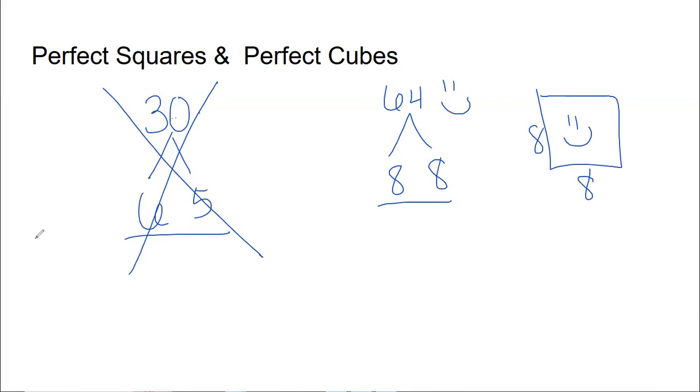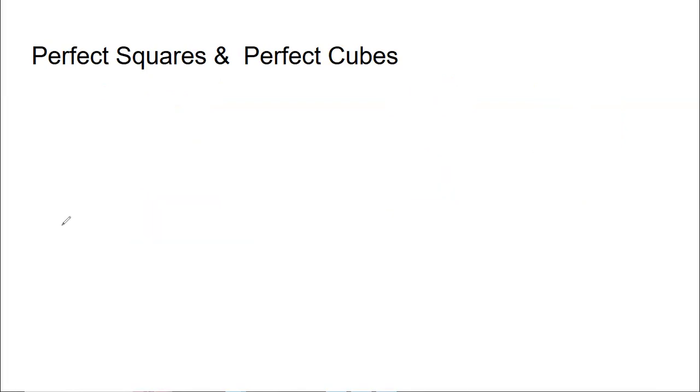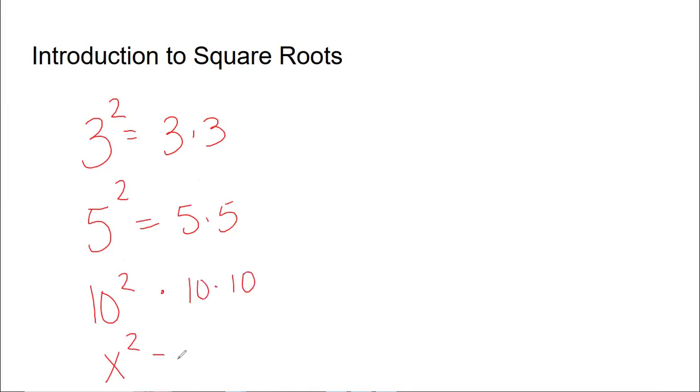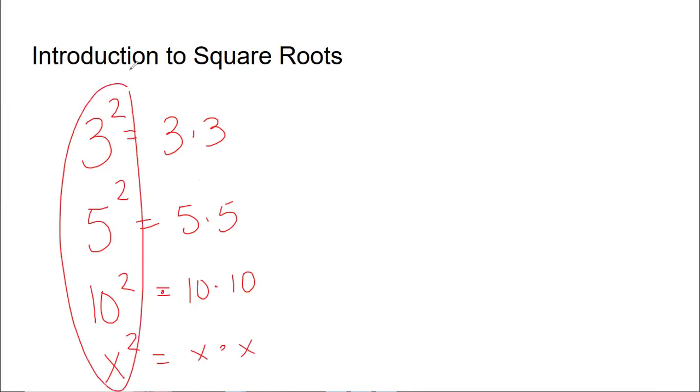All right. And then the opposite of taking powers is taking roots. And I'm mostly going to be focused here on square roots. So we've had squares, right? 3 square, 5 square, 10 square, x square, and so forth. So again, that means 3 times 3, 5 times 5, 10 times 10, x times x, right? So this is the squares. This is expanded. What's the opposite of that?